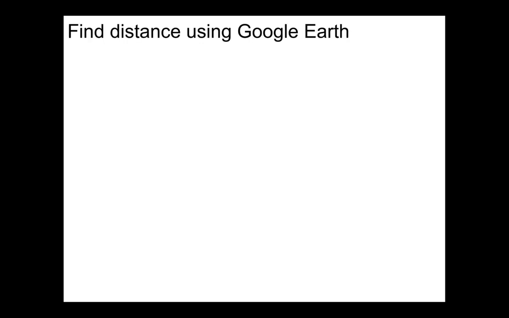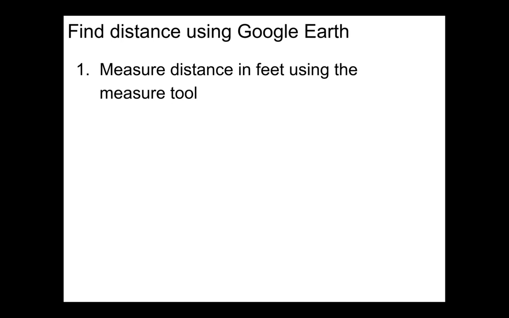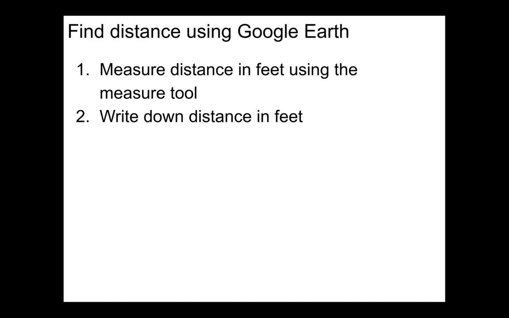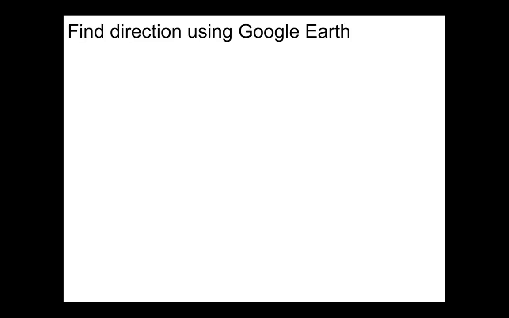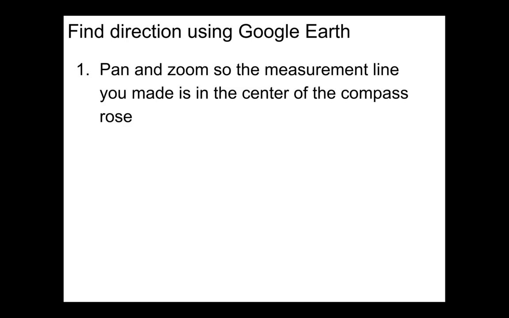So to find distance using Google Earth, measure the distance in feet using the measure tool, write down the distance in feet, you're done. Find direction. Find direction using Google Earth, pan and zoom so the measurement line you just made is in the center of the compass rose. Write down the azimuth. That's pretty much it.